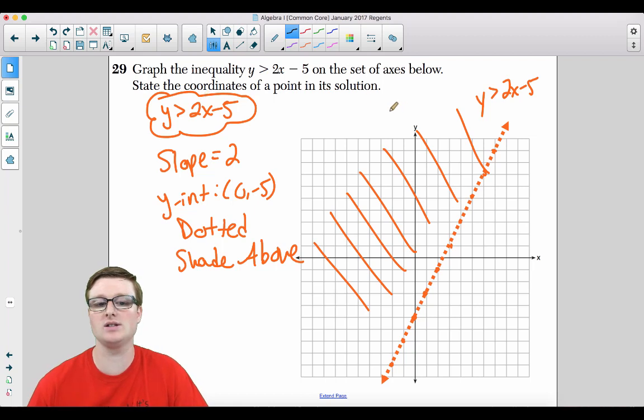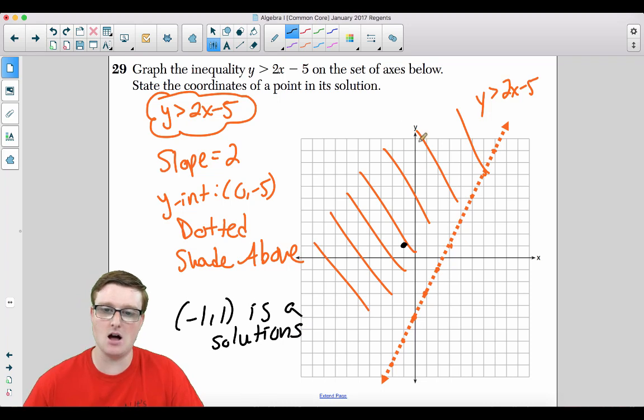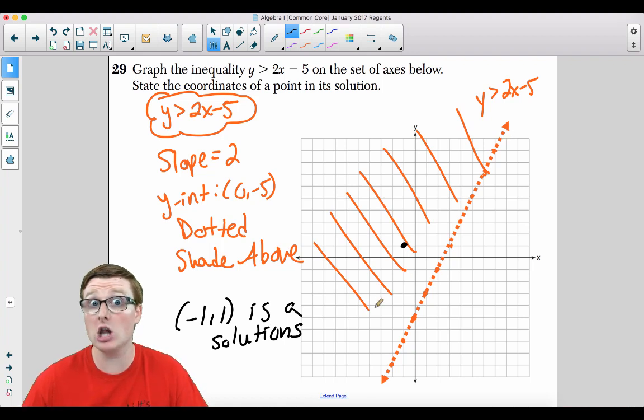Now it's saying state the coordinates of a point in its solution. So I said the point (-1, 1) is a solution. Listen, if you picked any point that's up here, it is correct. If you picked a point either below or even if you picked a point on the line, you're wrong. It has to be inside of the shaded region. And it can't be on this line because that means that the point is not included in that solution set.